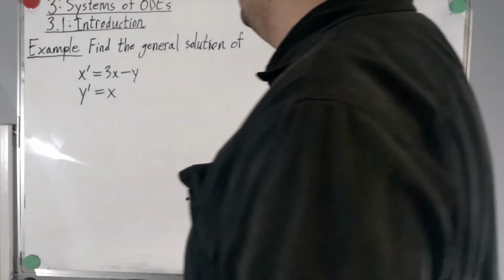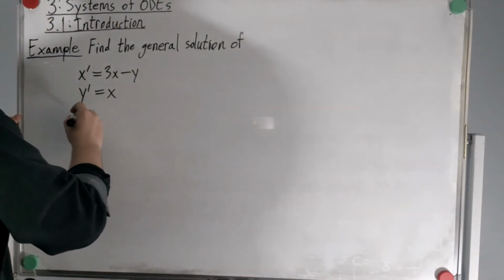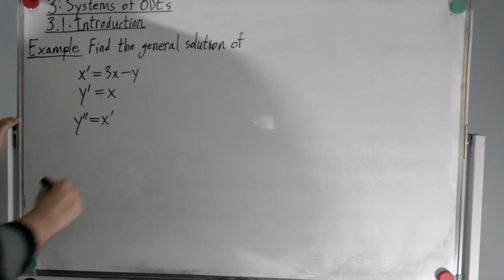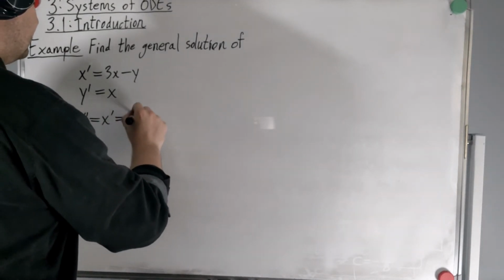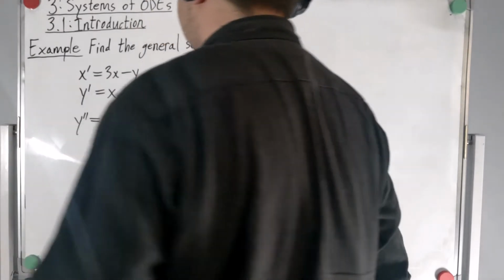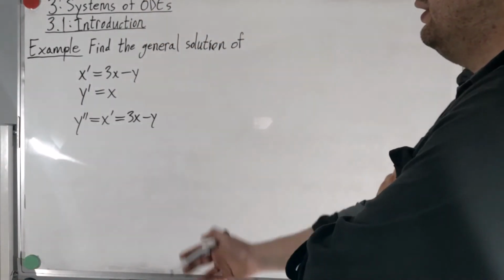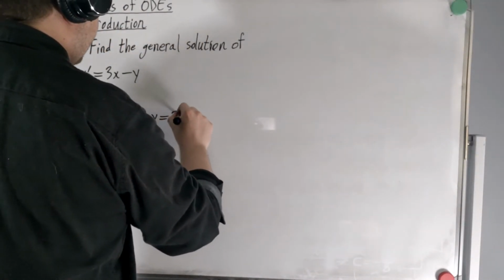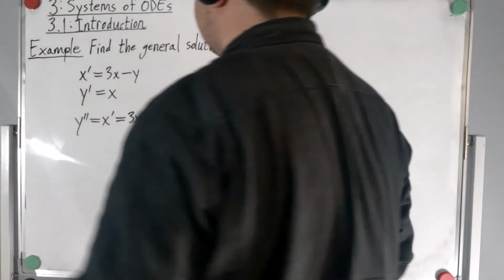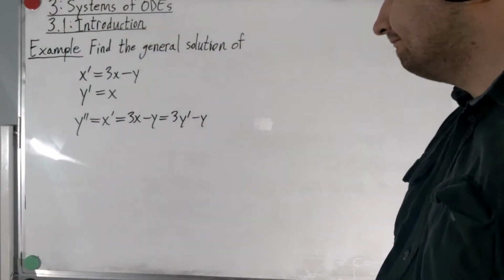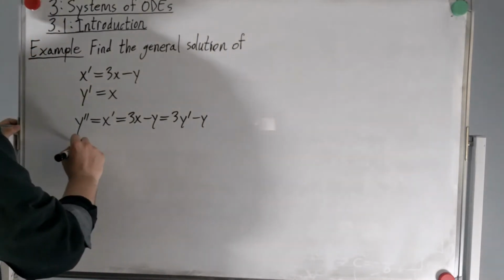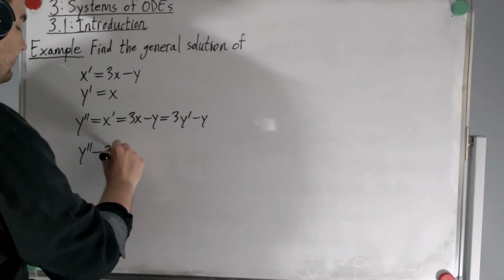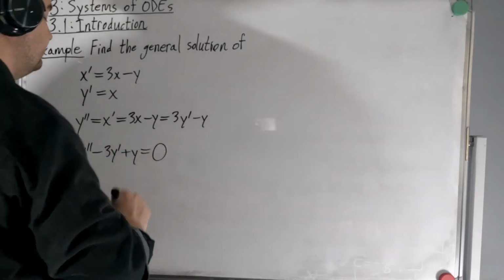So first thing I'm going to do is take the derivative of y prime. That's going to be y prime prime, and apparently that's x prime. X prime, according to the first equation, is 3x minus y. And then we already know that x is y prime, so this is 3y prime minus y. You move this all over to the left-hand side, and what you get here is y prime prime minus 3y prime plus y equals 0.